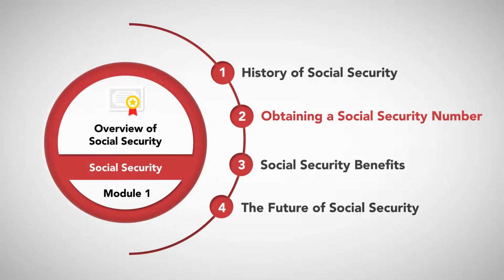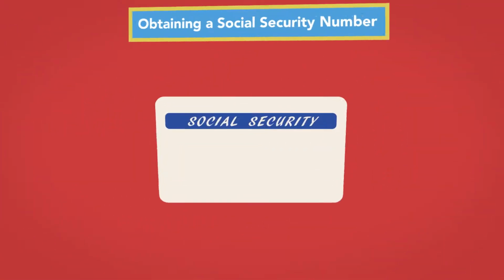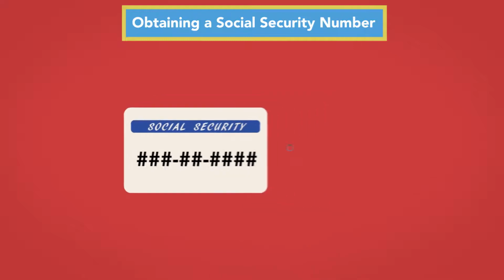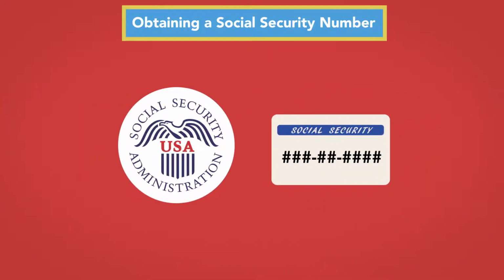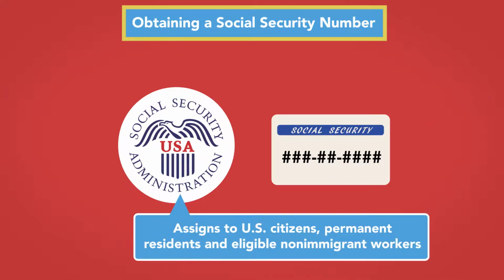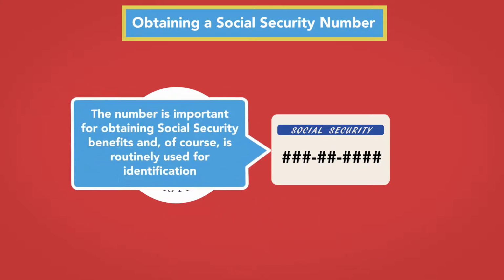Obtaining a Social Security number. A 9-digit Social Security number is each person's continuous link with Social Security. The Social Security Administration assigns the 9-digit number to U.S. citizens, permanent residents, and eligible non-immigrant workers in the United States. The number is important for obtaining Social Security benefits and, of course, is routinely used for identification.